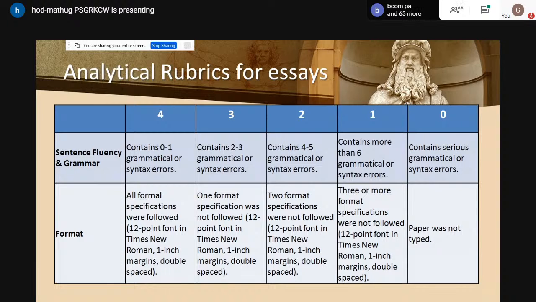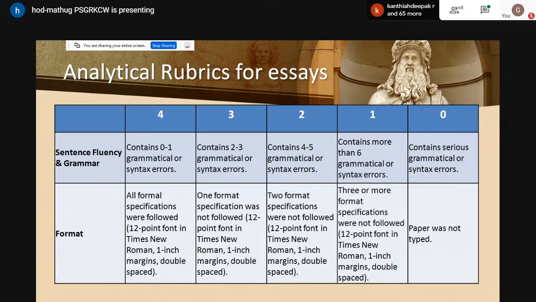3 or more format specifications were not followed, as I explained in the earlier case. Then the text was not typed. Then I am going to give. So this is the way for this one essay assessment. One teacher has given a different set of rubrics, whereas I have taken out a different set of rubrics. Right?